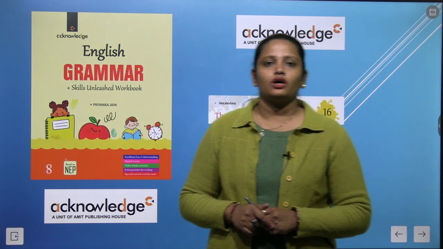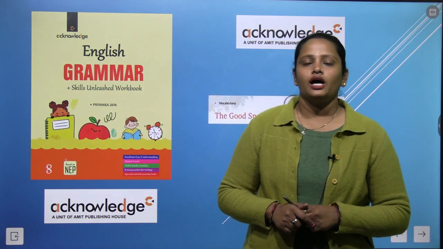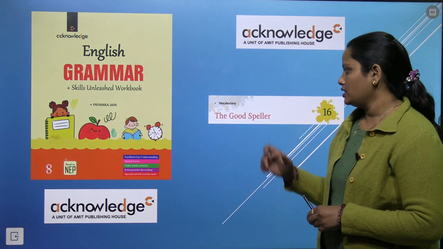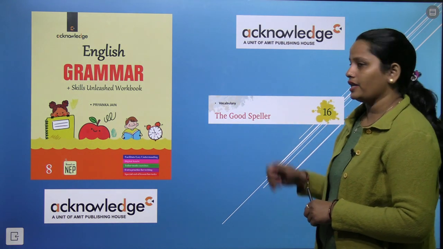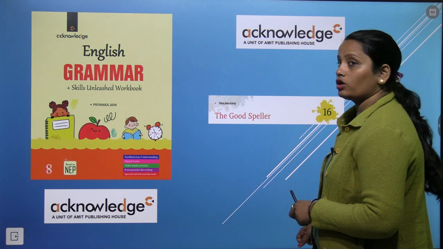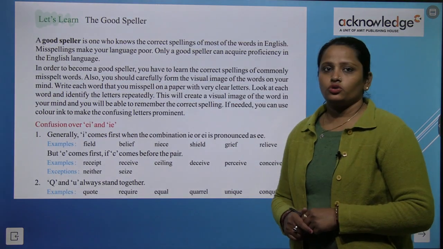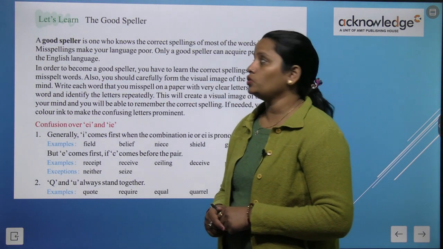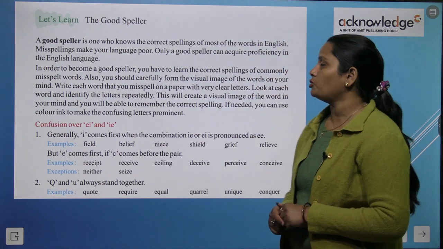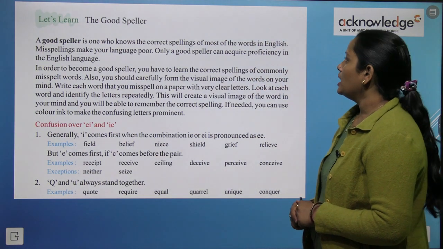So children, today we are going to do chapter number 16 of your book and the name of the chapter is The Good Speller. So let's see what's in this chapter. So, a good speller is one who knows the correct spelling of most of the words in English.